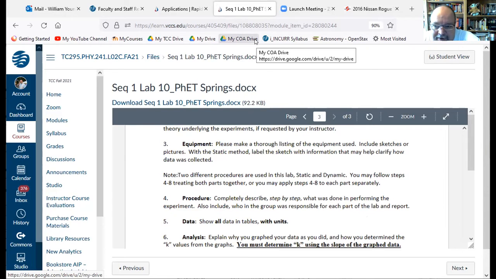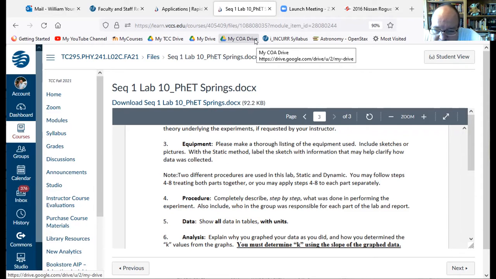And normally when we take data, it's supposed to be taken in pen. And if you ever make a mistake in recording, you're supposed to draw a single line through it so that everybody can read what the original number was, including you, and then write immediately above it, next to it, or below it what the correction is.